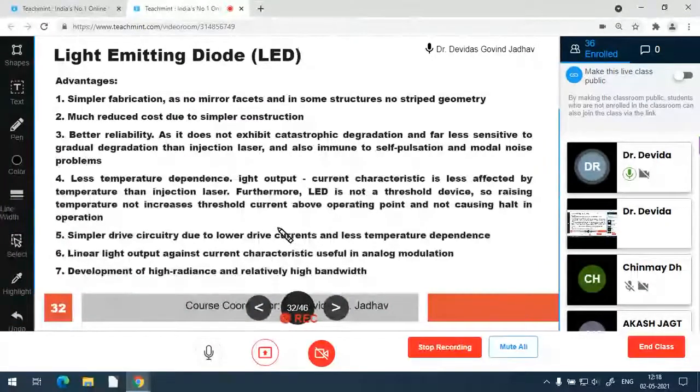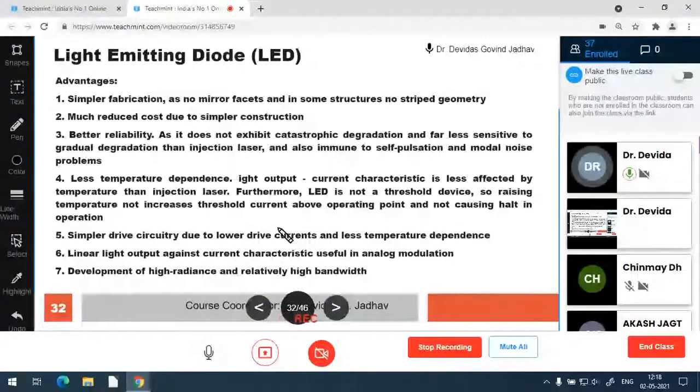LED's first advantage: fabrication is simple because the mirror facet creation etc. is not required, which is there in the laser. To have the laser effect, the oscillation of the photons requires mirrors to create the fabricated cavity. So such a fabricated cavity etc. is not required in the LED. So simpler fabrication, no mirror facets.